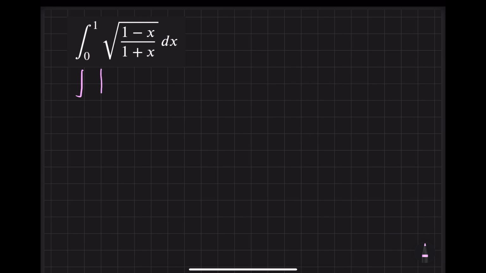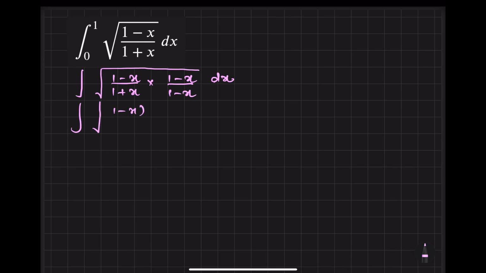You know that whenever we witness a root, we think about rationalization. Correct? So let's do the rationalization part first. The denominator is 1 plus x, so we'll multiply and divide by 1 minus x, and let's see what happens. dx. Now, the numerator will become (1 minus x) whole square and the denominator will become 1 minus x square.